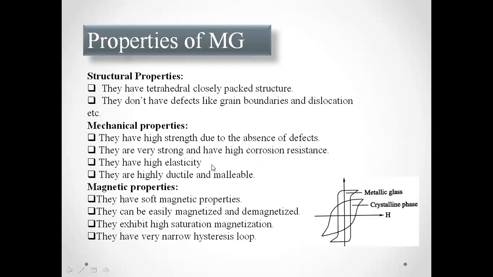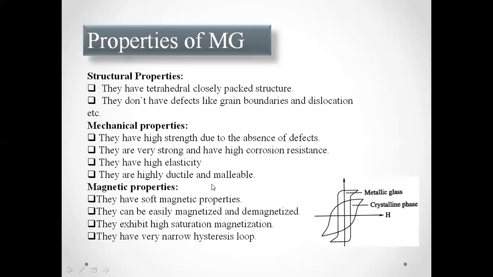Okay. So they have high elasticity. In pure metals, this is not possible. They are not elastic in nature, they are plastic in nature. Your metals are plastic in nature. You cannot bend them too much. But metallic glasses are elastic in nature. Okay, and the metallic glasses are ductile and malleable.